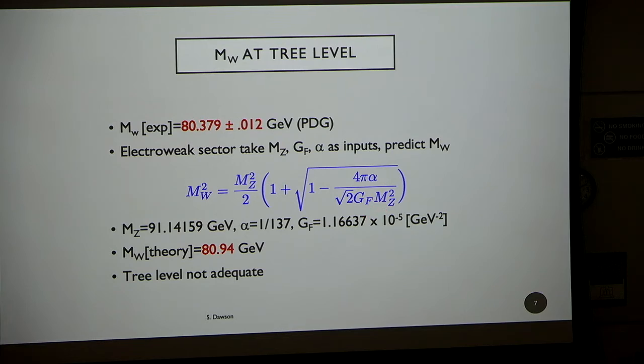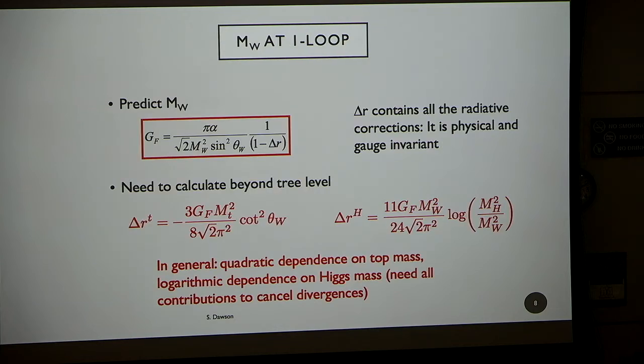At first glance, that looks pretty good, but it's not good enough, because look at the errors here. If I just calculate this to tree level, it doesn't work. I've got to use my radiative corrections. So we can calculate MW at one loop.